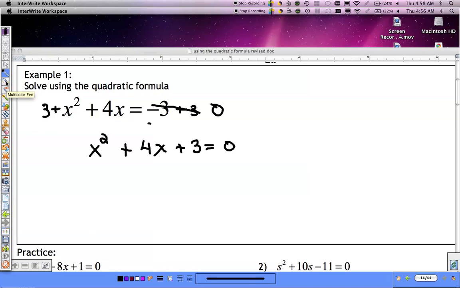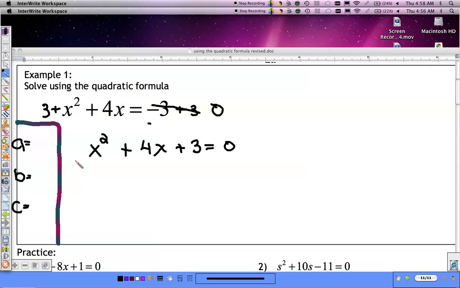So I have x squared plus 4x plus 3 equals 0. And here's what I want you to do. It's what I do when I solve these, and it's what I want you to do. Section off a little area in your working space so you can identify what A is, what B is, and what C is.